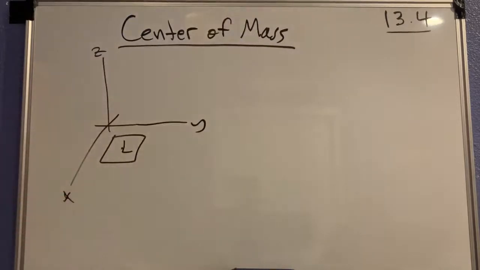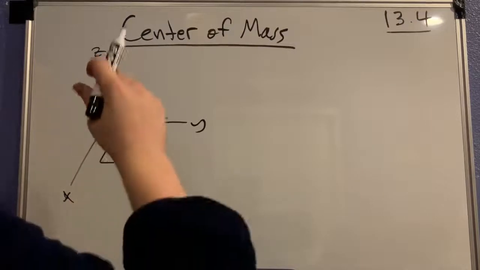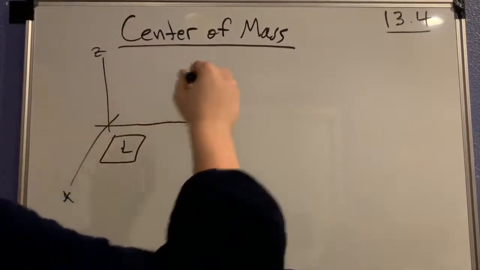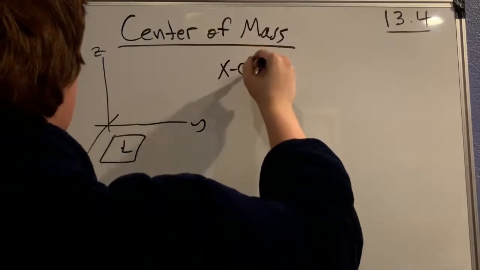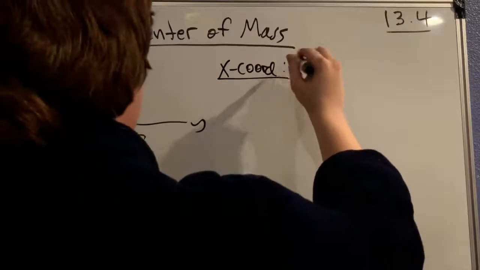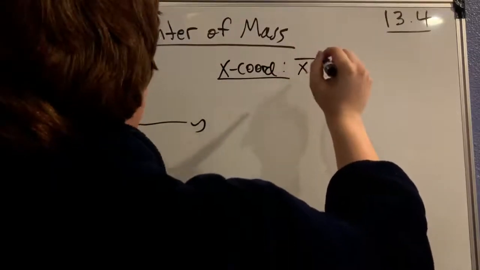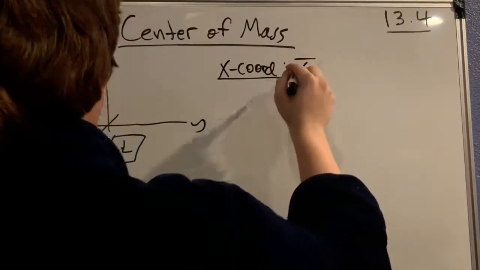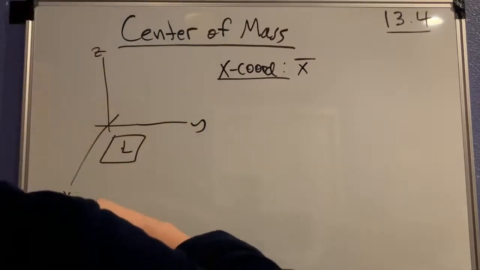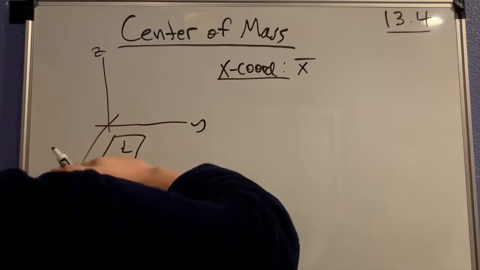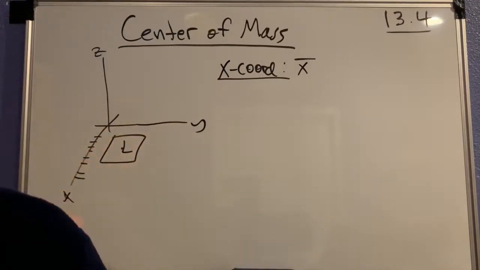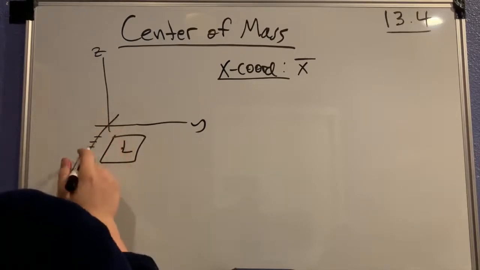So remember, it's a coordinate pair because it's a point. The center of mass is a point, and so the x-coordinate would be called x bar. This is called x bar. And if you think about it, it is the average mass of all of the x, because this is an x-coordinate. The center of mass for the x-coordinate will be somewhere along there.